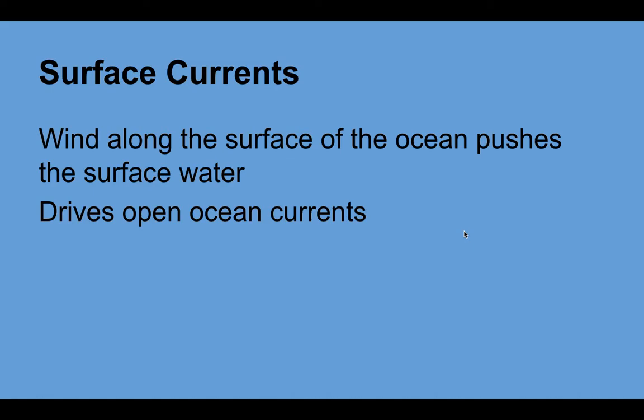So what that does is this will create a surface current. As wind blows along the surface of the ocean, that air is going to push on the top layer of water, and it's going to drag some of the water along with it.